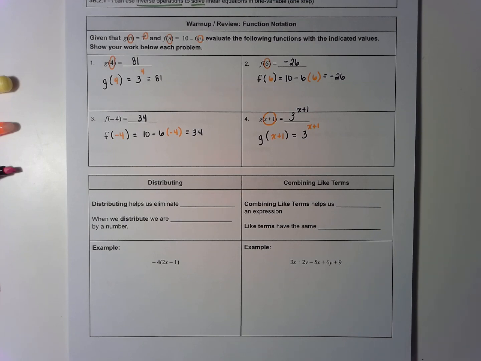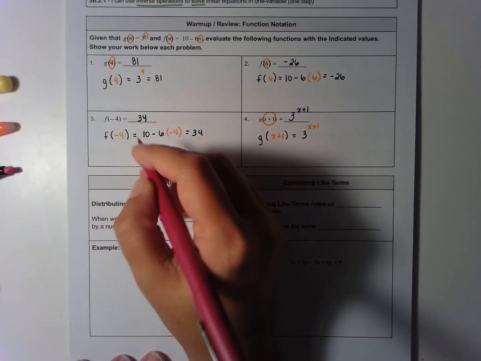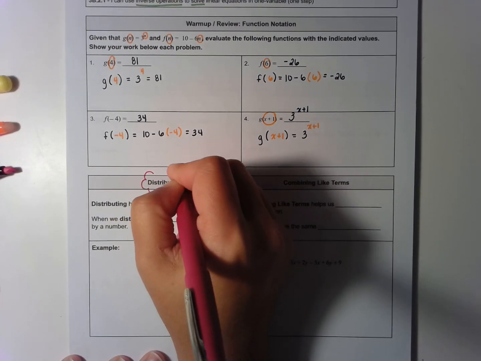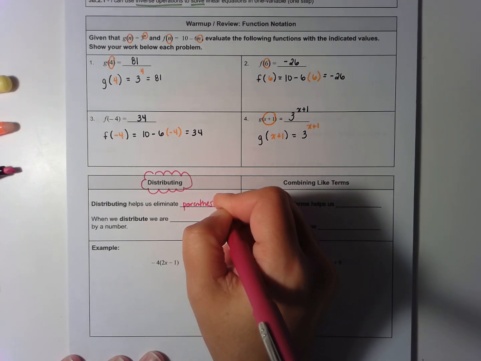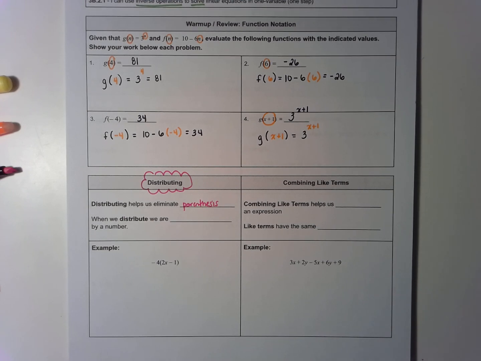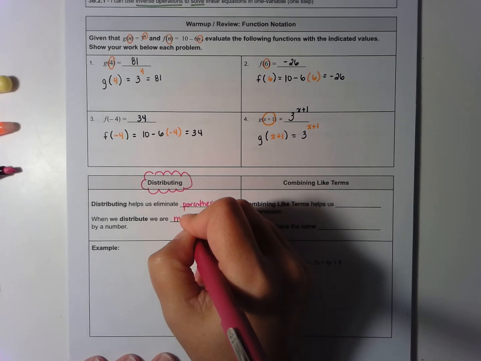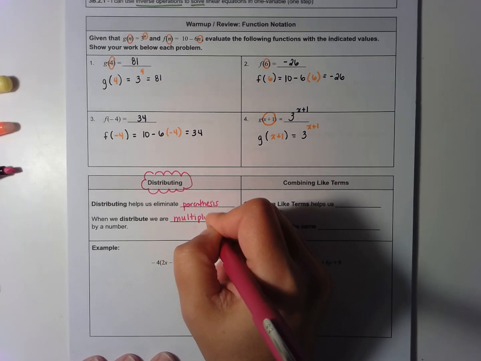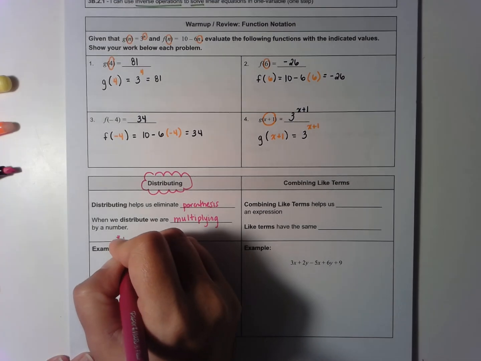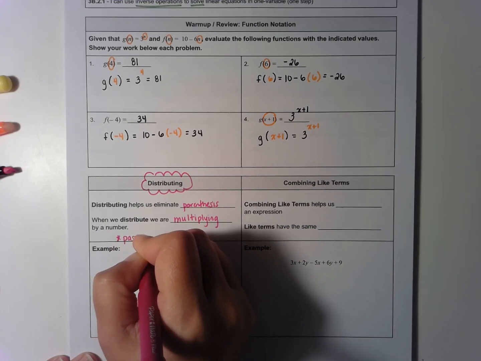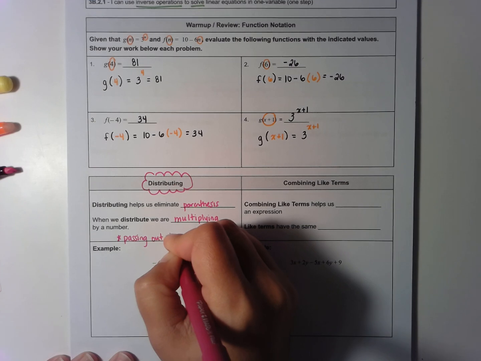The first algebraic skill we're going to review is distributing. Now, distributing helps us to eliminate parentheses. So if there is ever a parentheses in an equation and you want to get rid of it, you need to use distribution. When we distribute, we are multiplying by a number. And that's really important to remember, that the operation here is multiplication. I like to think about distributing as passing out the number.